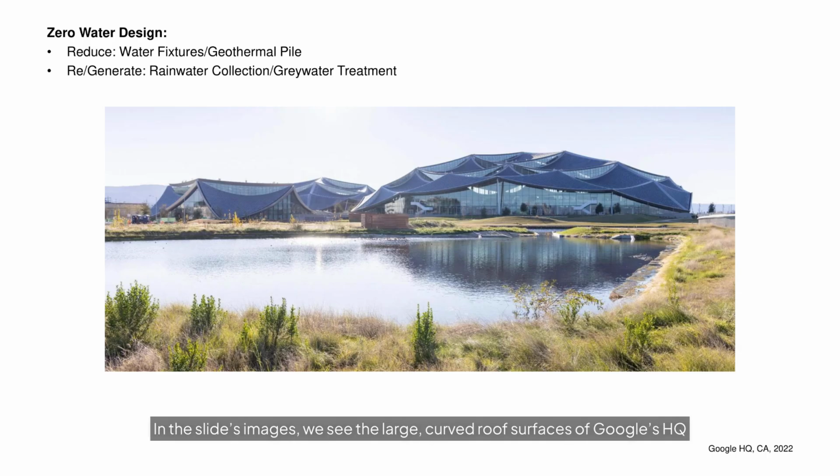In the slide's images, we see the large curved roof surfaces of Google's headquarters, which double as rainwater collectors, and on-site infrastructure for recycling water. This example demonstrates that even large tech campus buildings can achieve drastic water reductions and reuse, moving toward a net zero water goal through innovative engineering and design integration.